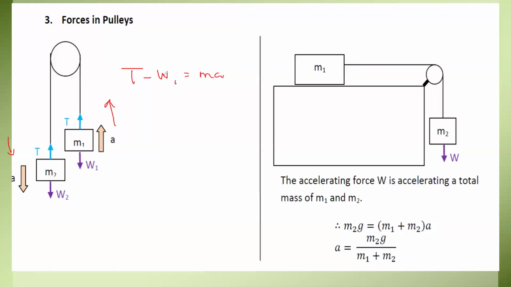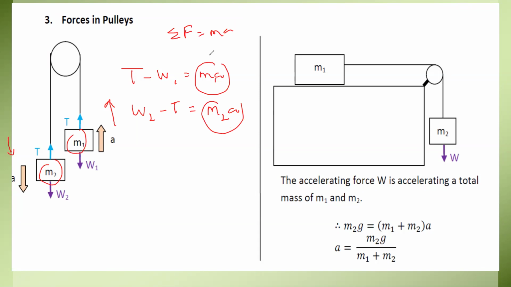Why did I write T first? Because T is greater than W1, that's why it is accelerating upward. But for the second one, I will write W2 minus T is equal to M2A. Why M2A? Because according to Newton's second law, resultant force is always mass into acceleration. The mass of the second object is M2 and the mass of the first object is M1. So here the resultant force will be M1A and here the resultant force is M2A.